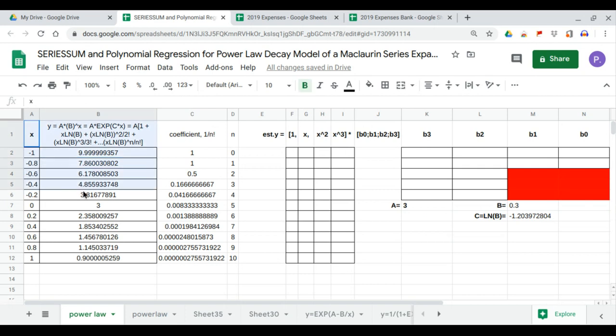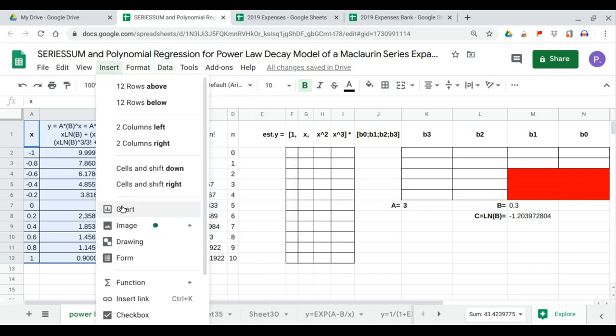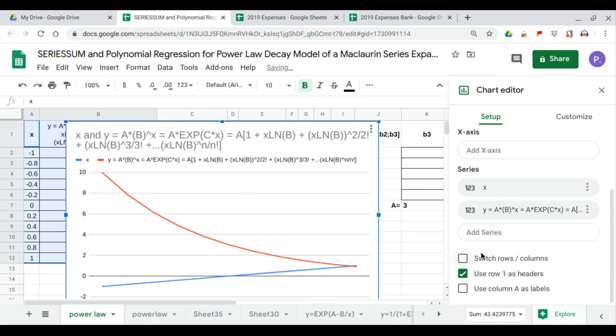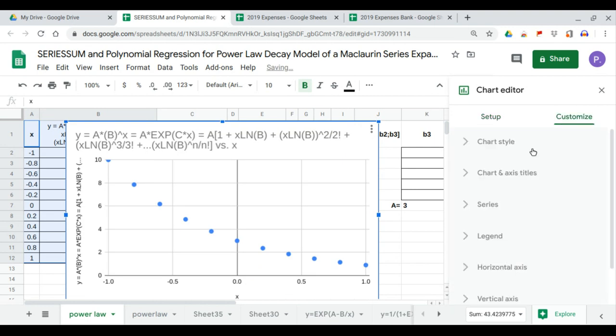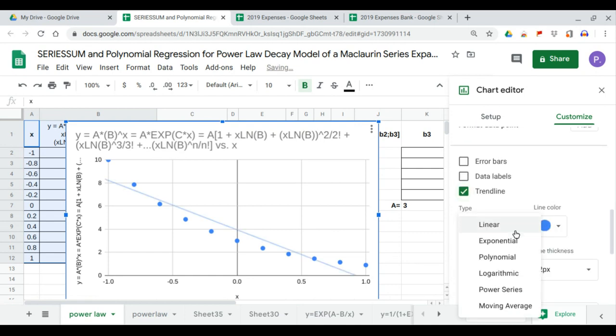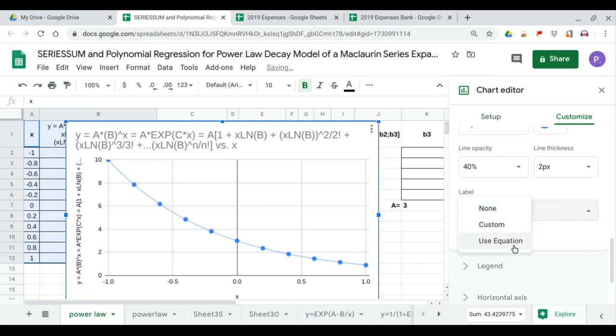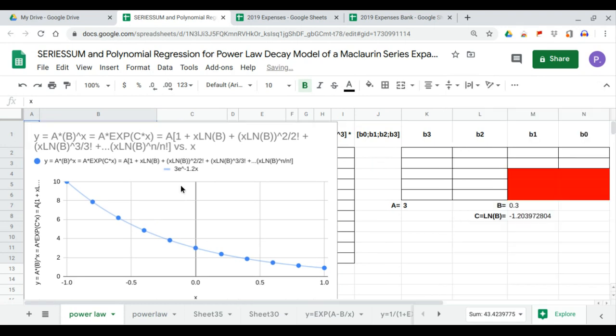Now we will graph this data set using a scatter chart, and we'll show the trend line equation, which is polynomial. Our trend line equation now is y equals 3 times e to the negative 1.2x. Our 3 is A, and c, which happens to be ln b, is negative 1.2.